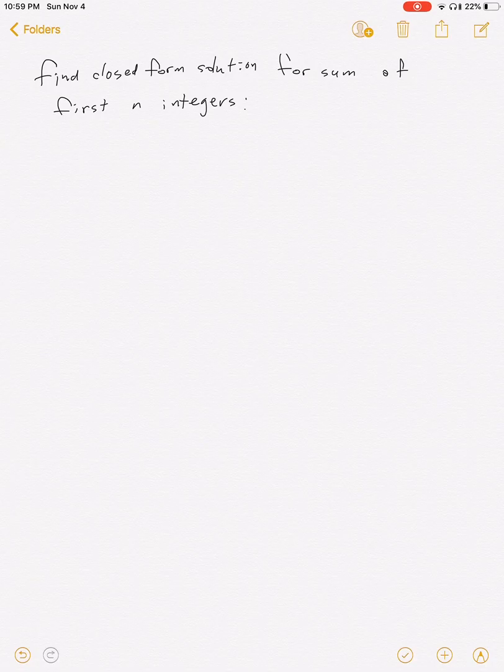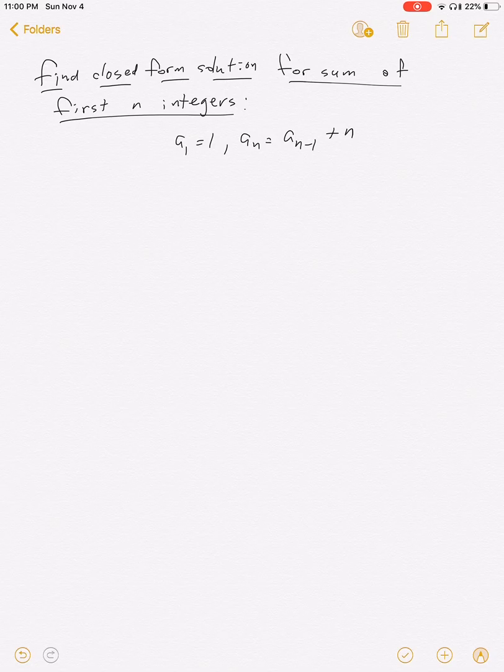So we're going to notice this is in the problem of finding a closed form solution for the sum of the first n integers, and we'll express that as the recurrence relation, that is a1 equals 1. The sum of the first integer by itself is 1. These are non-negative integers. And a sub n is equal to a sub n minus 1 plus n. So my characteristic equation is r minus 1 equals 0, so r equals 1.